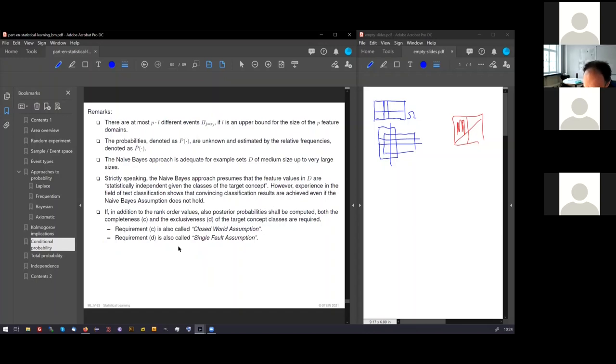Again, requirement C is closed world. We know everything. Requirement D is also called single fault. Only one of the classes applies.